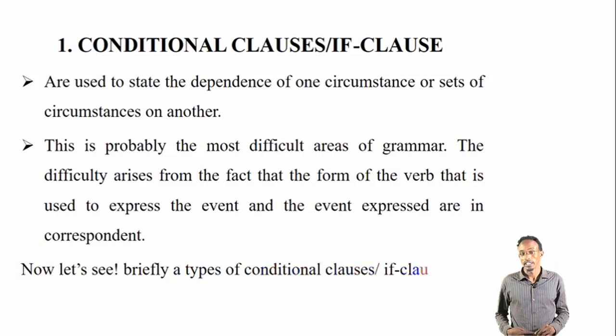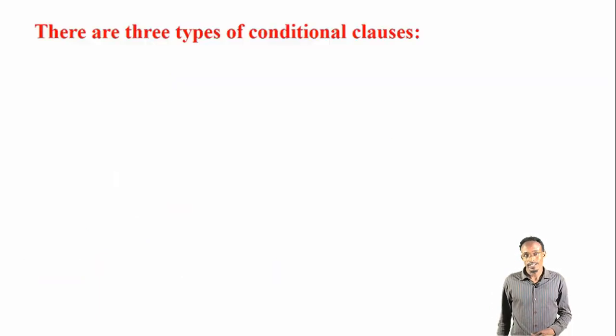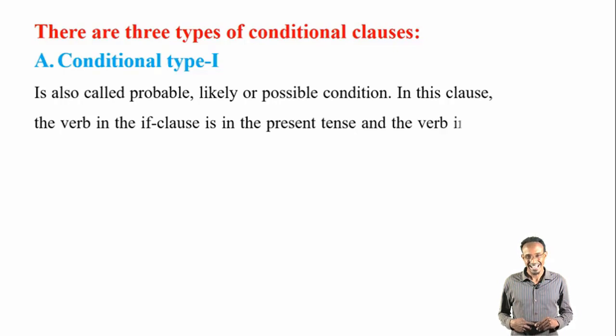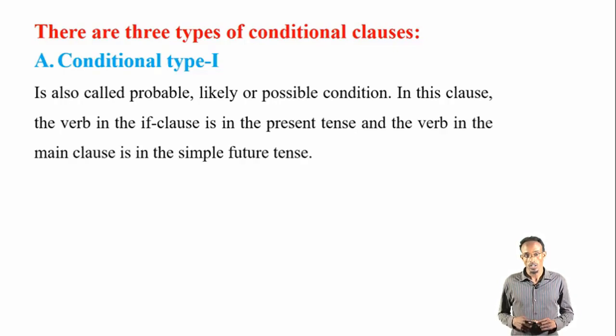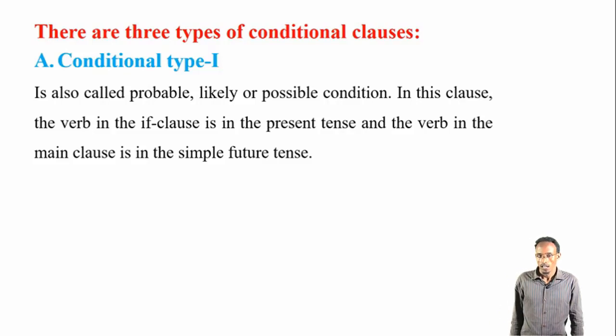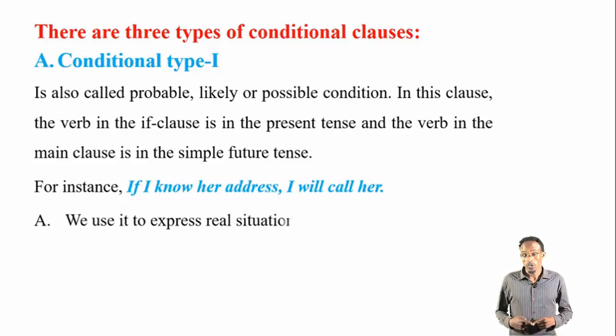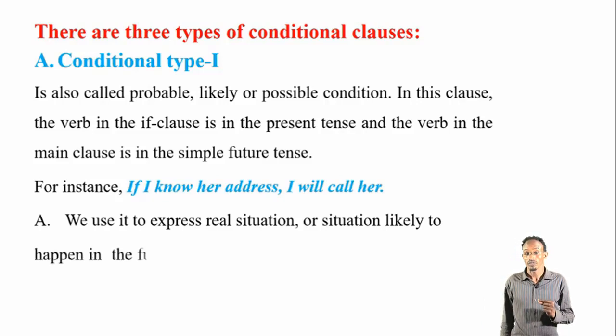Now, let us see briefly the types of conditional clauses or if clauses. In English, there are three types of conditional clauses. The first condition, we say conditional type one. It's also called the probable, likely or possible condition. In this clause, the verb in the if clause is in the present tense, and the verb in the main clause is in the simple future tense. Let us take one example. For instance, if I know her address, I will call her. We use it to express a real situation or a situation likely to happen in the future.